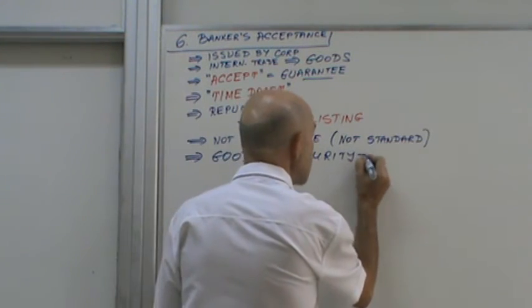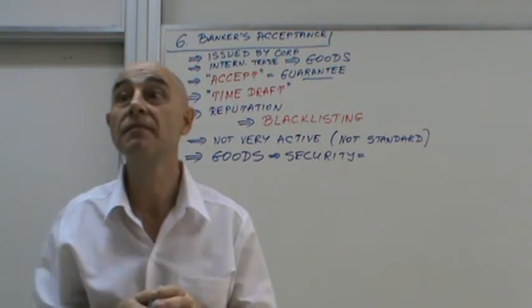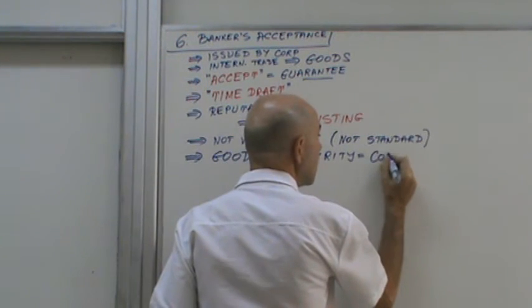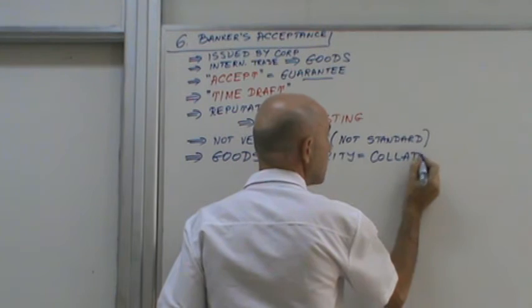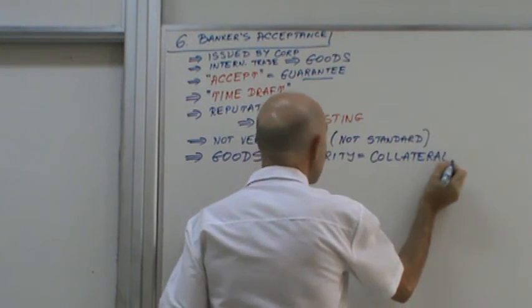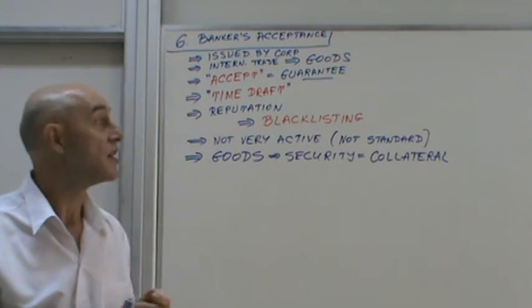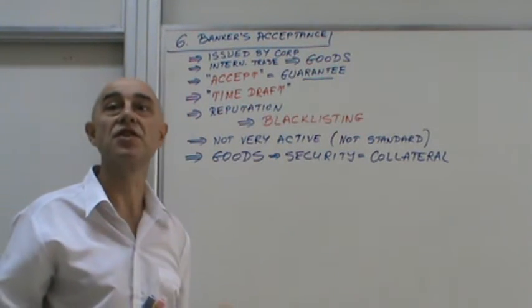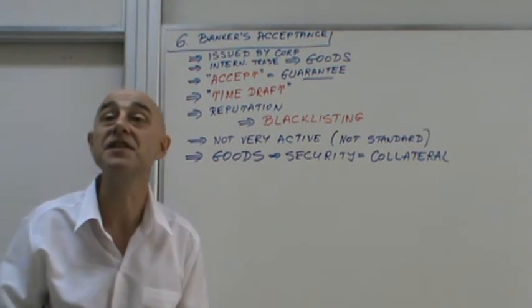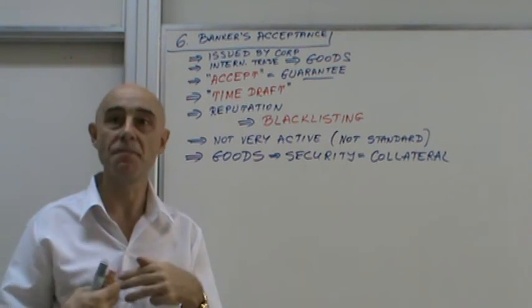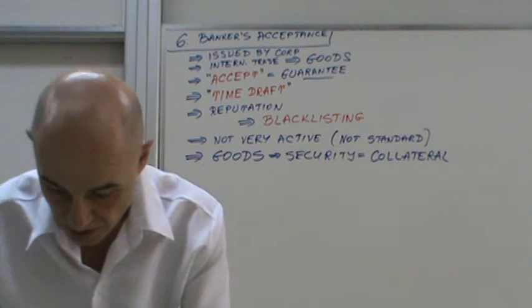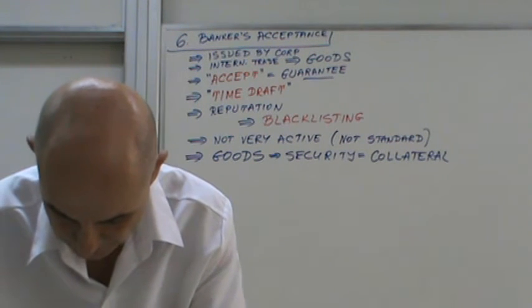We called that security last time collateral. So the goods will collateralize the banker's acceptance. They're going to act as an extra guarantee to the bank on top of all the other guarantees. Okay, let's see what else.